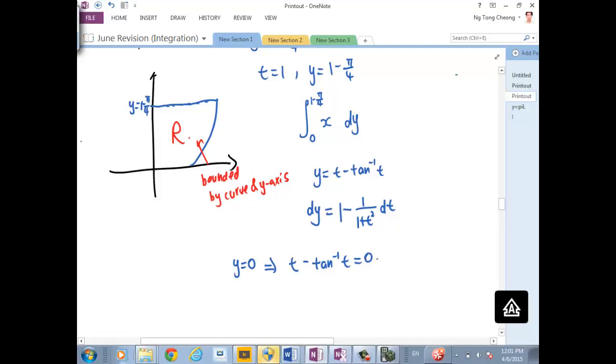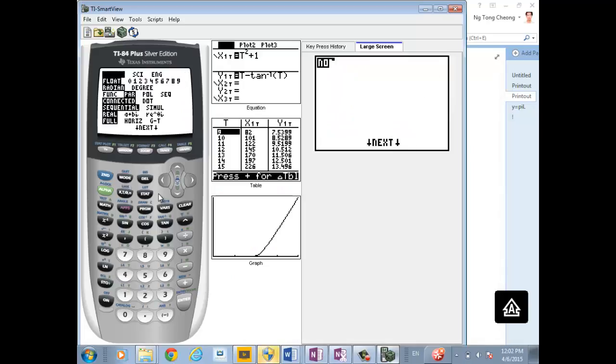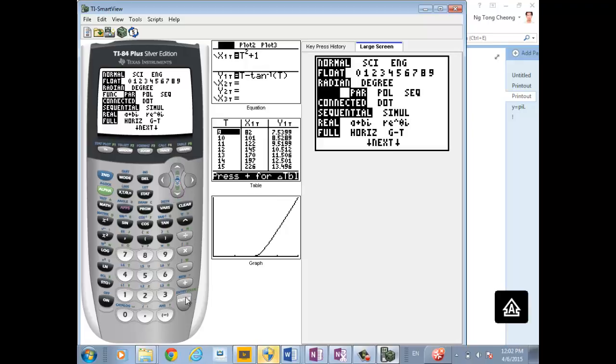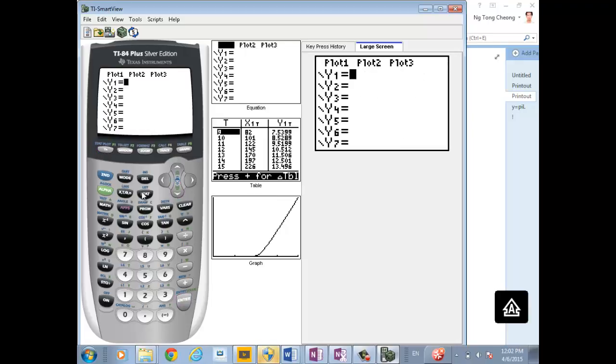To find your t value, you have two choices. One is by observation. If you observe, you try to make a guess, maybe t equals 0, then you key into a calculator to double check that your answer is correct. Another way is you want to solve for t. I'm going to use my GC again. So I'm going to exit the parametric mode and go back to my Cartesian. So I'm going to key this in.